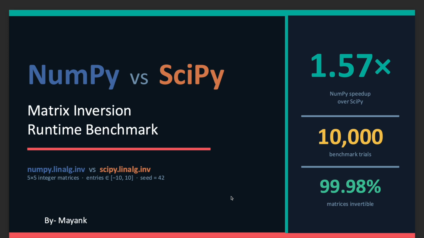As we took both and did some trials on them, you can see we used 10,000 benchmark trials and we used matrices of which more than 99% were invertible, and we found out that NumPy is roughly 1.5 times faster than SciPy.